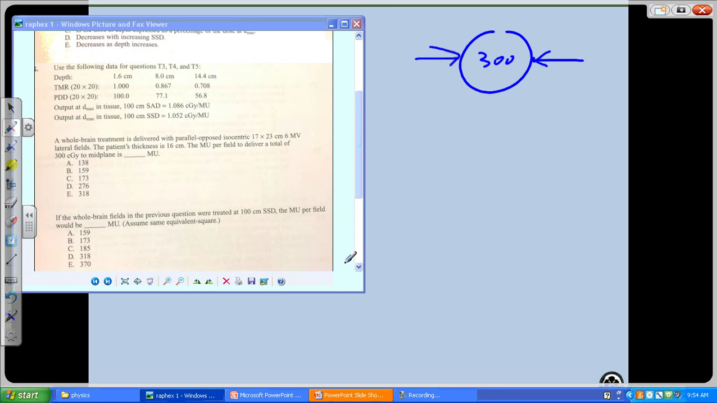What's the first thing we need to do? Figure out our field size. Yes, the equivalent square. Equivalent square is what? 17 by 23 becomes a 19.95. Let's just do this: 2AB over A plus B, so 2 times 17 times 23 over 17 plus 23 is 19.95. Okay, what's next?